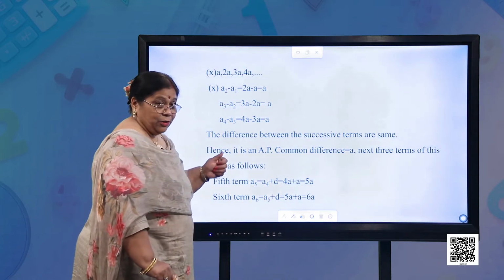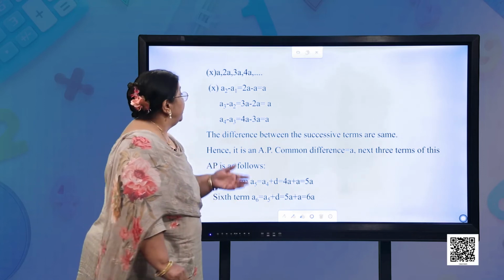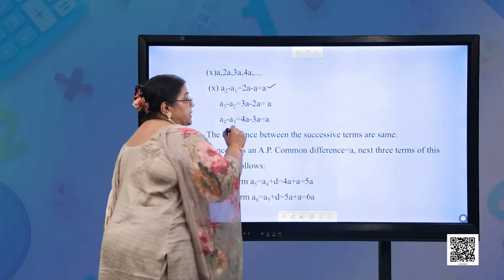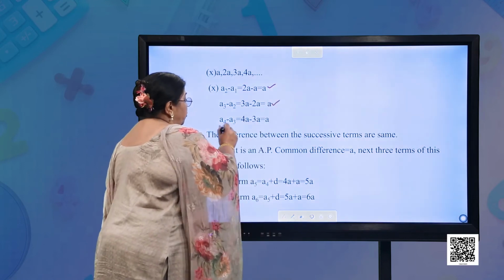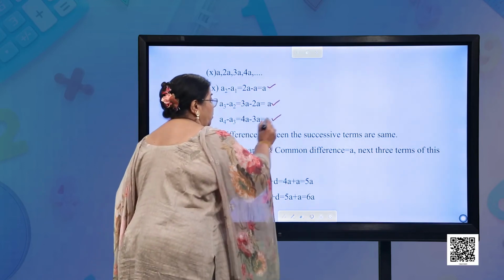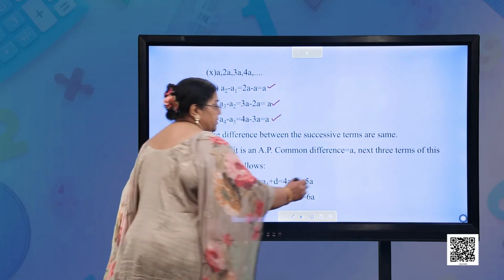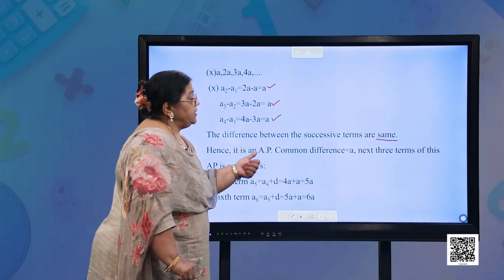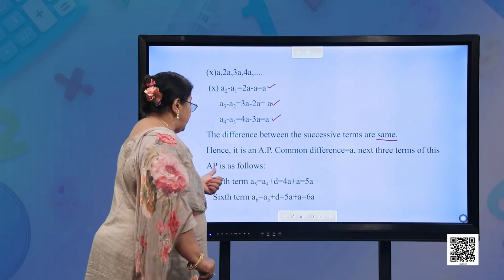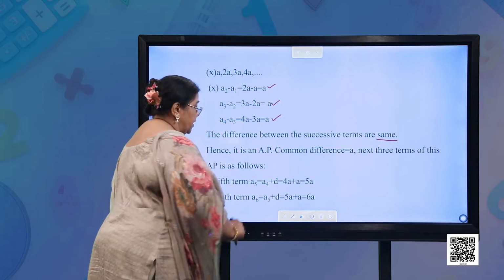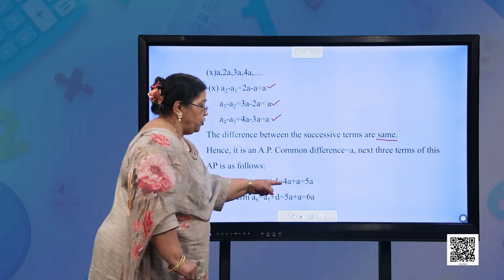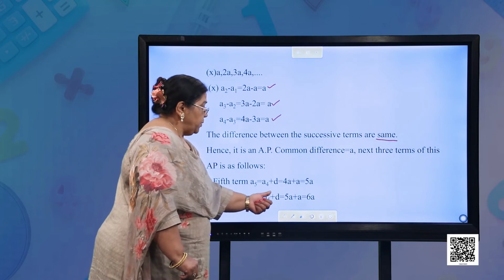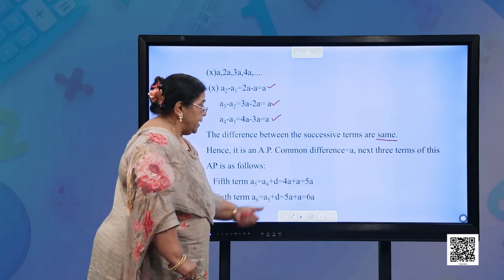Let us do the next one now. We have here A, 2A, 3A, 4A and so on. So, A2 minus A1 is 2A minus A, that is equal to A. A3 minus A2 is 3A minus 2A, that is equal to A. A4 minus A3 is 4A minus 3A, that is equal to A. So, the difference between the successive terms is the same, hence it is an AP. Common difference is A, and the next 3 terms of this AP are as follows. Fifth term A5 is A4 plus D, that is equal to 4A plus A, that is equal to 5A, and sixth term A6 is equal to A5 plus D, that is equal to 5A plus A, that is equal to 6A.